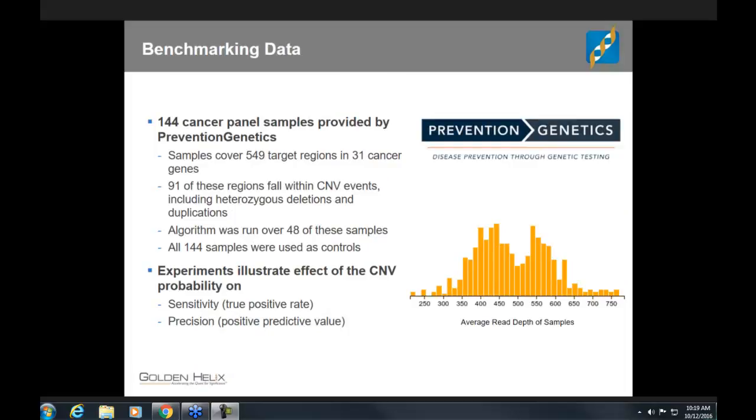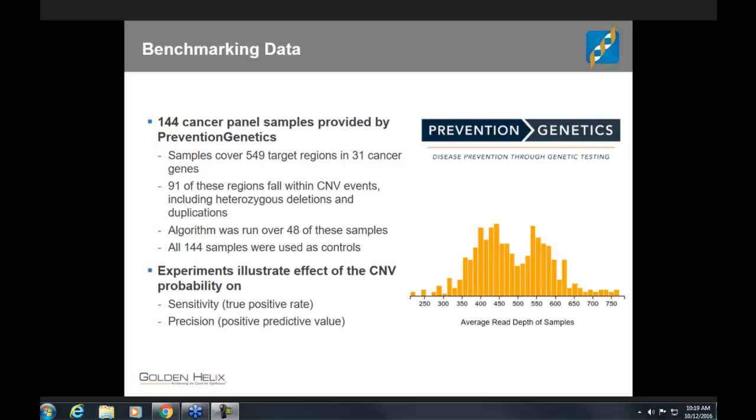We've evaluated our algorithm using a set of benchmarking data provided to us by Prevention Genetics. This data includes 144 cancer panel samples. And these samples cover 549 target regions and 31 different cancer genes. Of these regions, 91 fall within CNV events, including heterozygous deletions as well as duplications. We've run the algorithm over 48 of these samples using all 144 samples as controls.